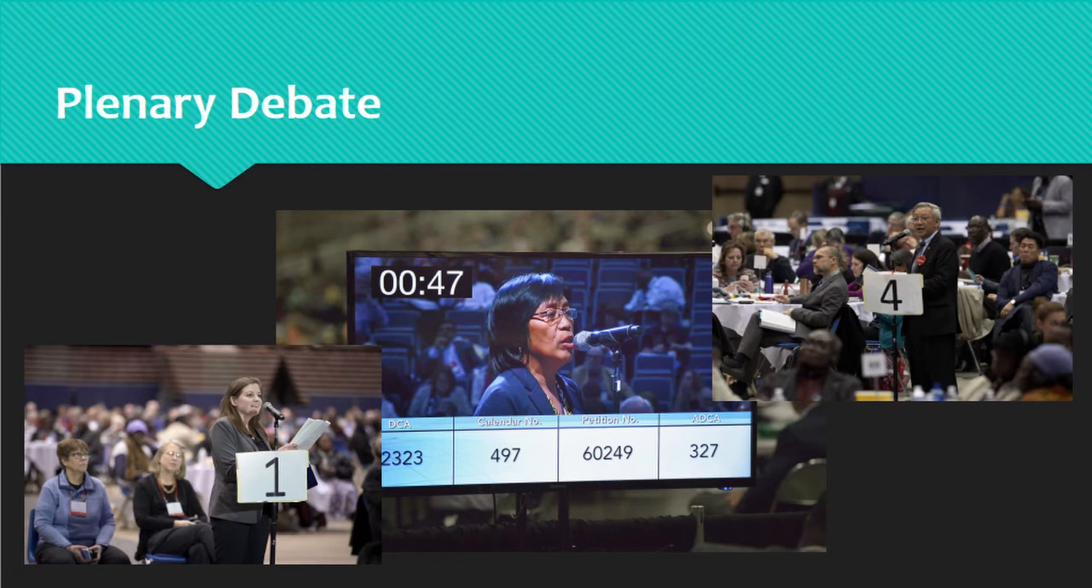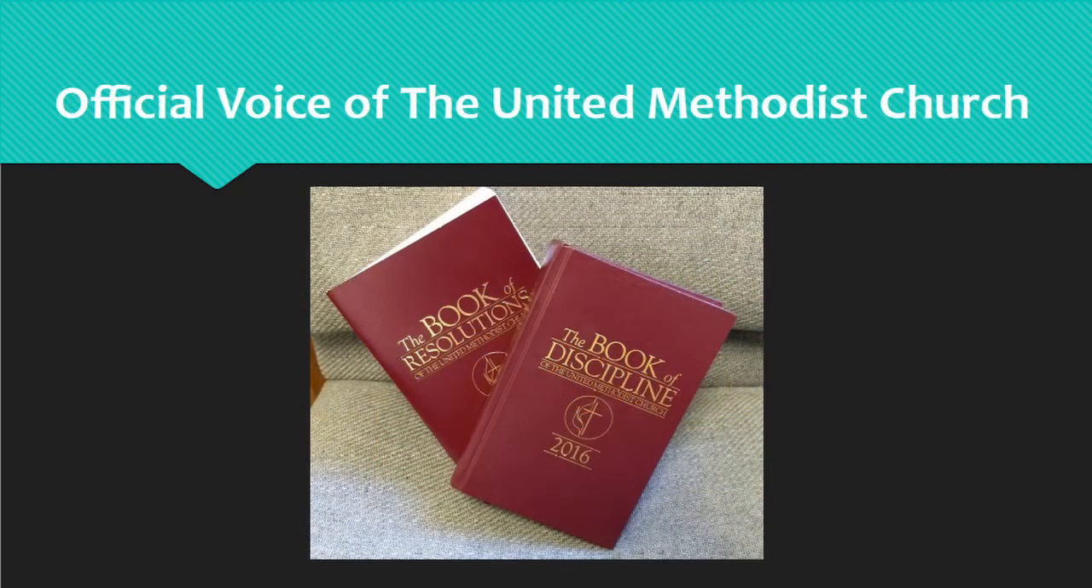While a petition is being considered in plenary, delegates have a final opportunity to make amendments and give speeches for or against the legislation before taking a final vote. Every petition approved by a legislative committee must get a vote by the full General Conference plenary body. Once General Conference adjourns, all legislation that passed becomes the official voice of the United Methodist Church.